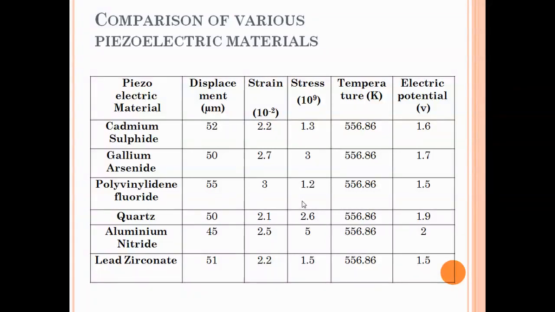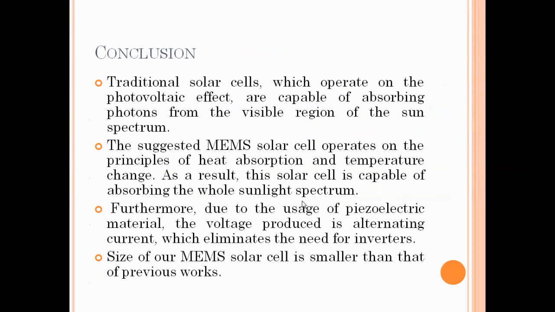Quartz crystal is also very close in electric potential, at 1.9 volt. But when we come to the fabrication process or a real-time environment, it is a little complicated to maintain quartz crystal. That is why I decided on aluminum nitride. It is a suitable and required material to generate the maximum amount of electric potential.